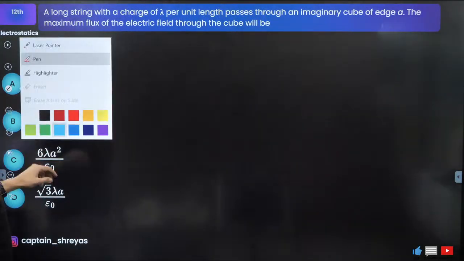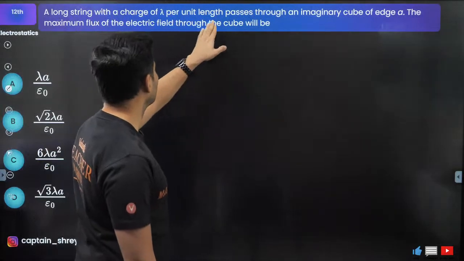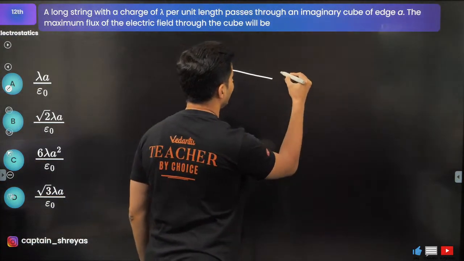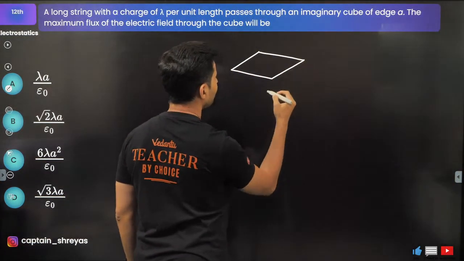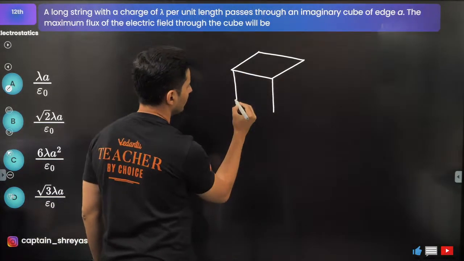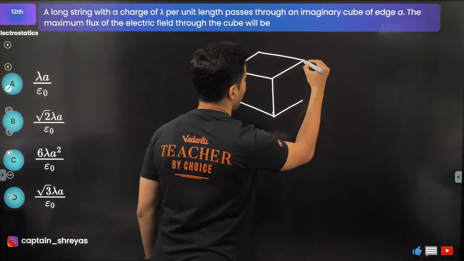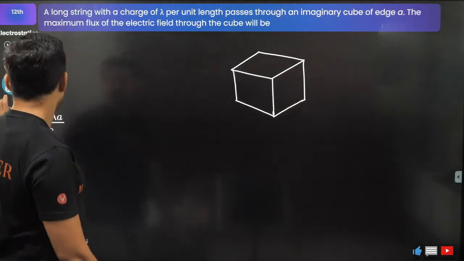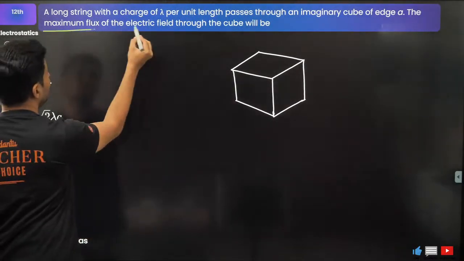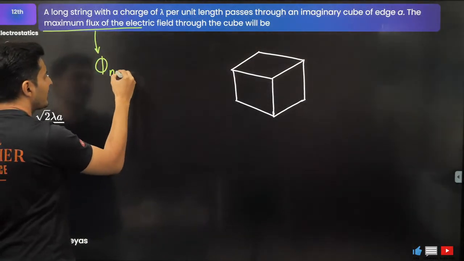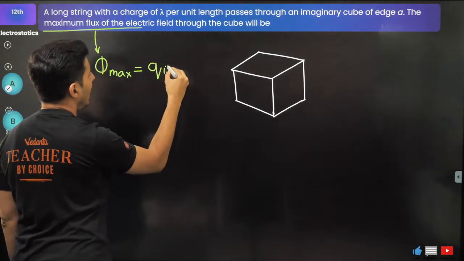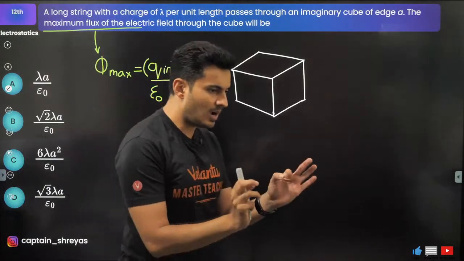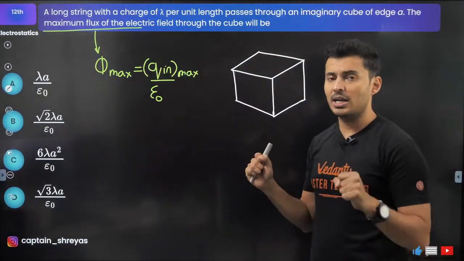Okay, let's see how many of you are able to solve this question. There is a long string with a charge lambda passes through an imaginary cube, then maximum flux through the cube will be. Let's start by drawing the cube again. Okay, this is our cube. Now I want to pass maximum flux. If flux has to be maximum, that means that charge inside has to be also maximum.